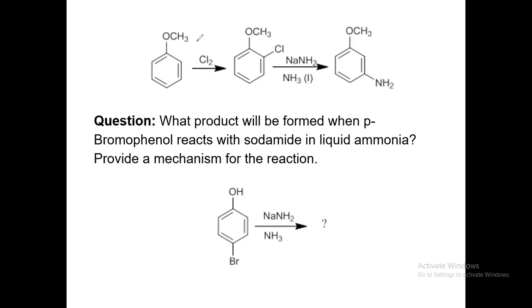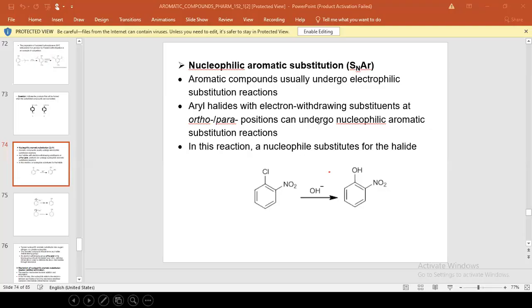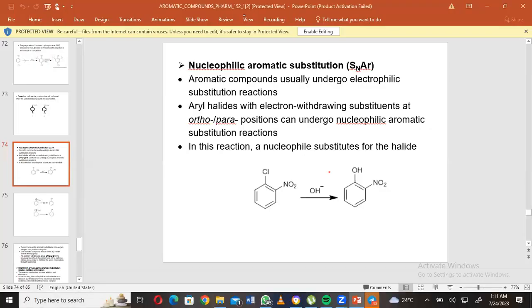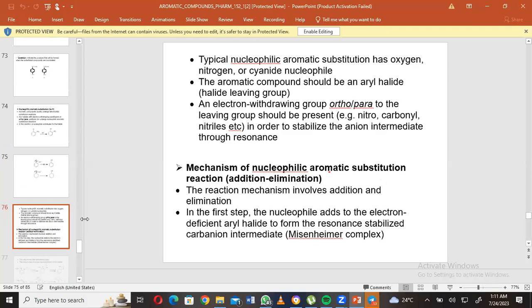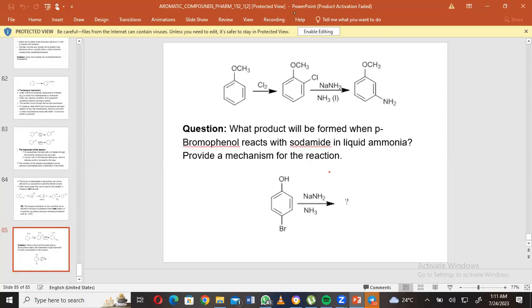Let me use the white screen to finish this whole discussion. This is the last question. Bromophenol. Right. Now what will happen here?